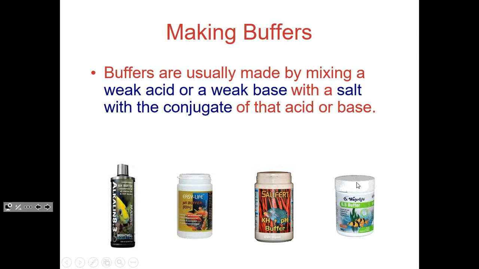Well, the easiest way to do it is to have a weak acid or a base that is in water and then add a salt that contains its conjugate. So I'm literally adding the conjugate of that weak acid or base. Doing that, I get a significant quantity of each. I've got a buffer system.